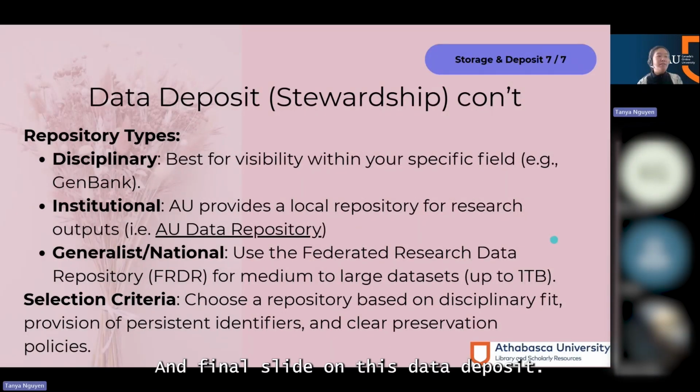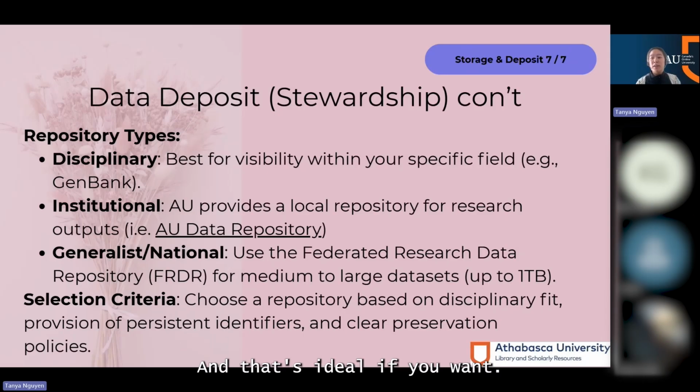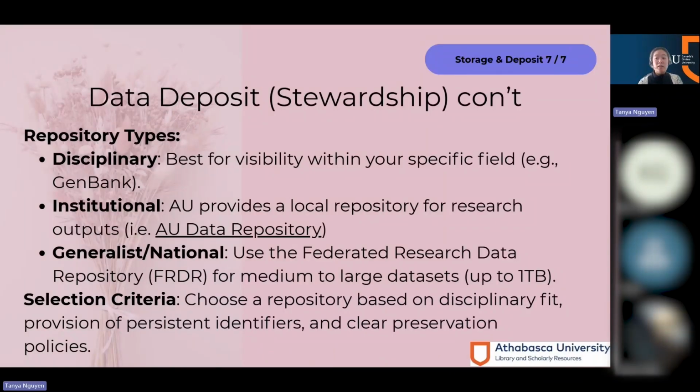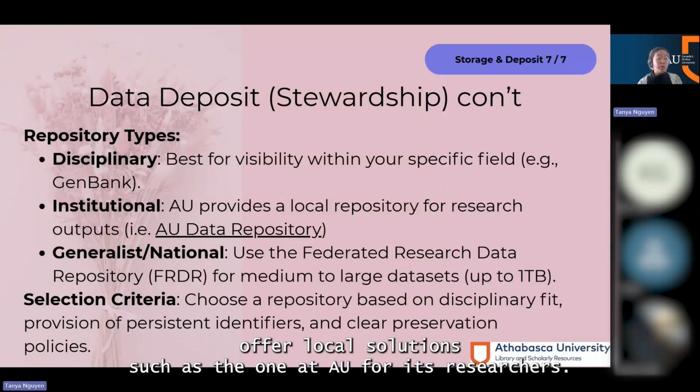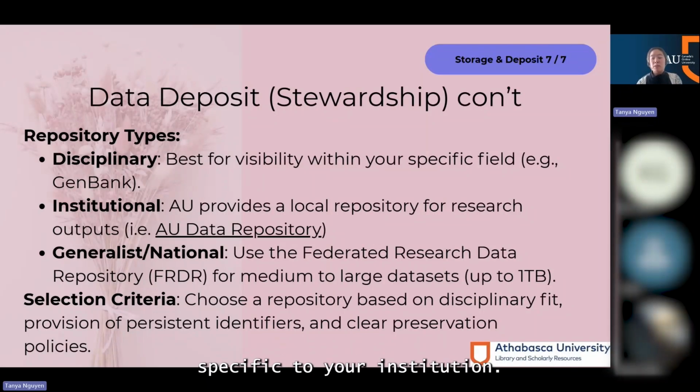Okay, and final slide on this data deposit. There's different types of repositories. So the first one is disciplinary repositories, and it's ideal if you want your data to be highly visible in your specific field. So we have GenBank as an example. And then institutional repositories offer local solutions, such as the one at AU for its researchers. So these are perfect for storing research outputs specific to your institution.